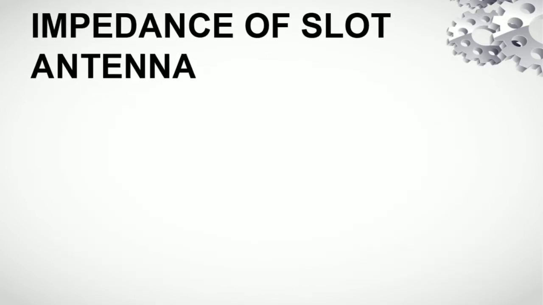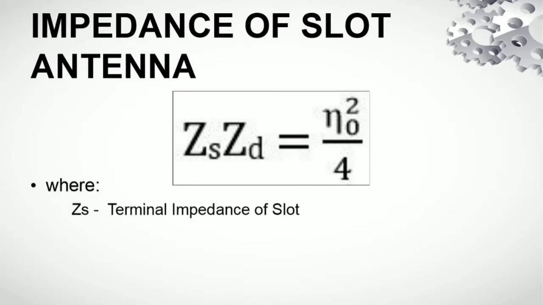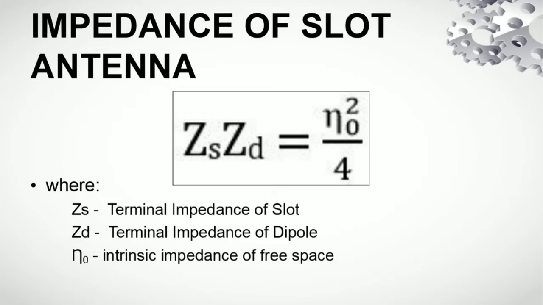For the impedance of the slot antenna, we have here the formula: Zs times Zd is equal to η0 squared over 4, where Zs is the terminal impedance of the slot, Zd is the terminal impedance of the dipole, and η0 is the intrinsic impedance of free space.